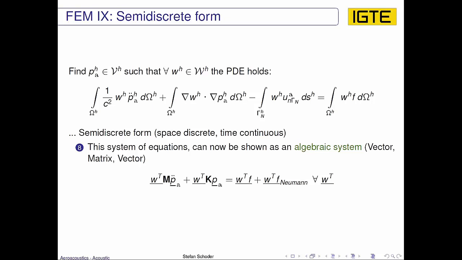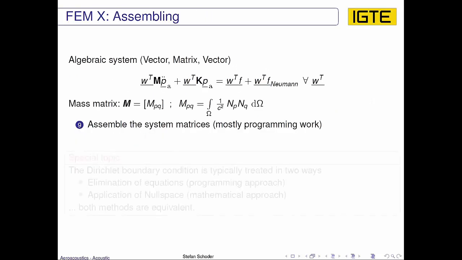In order to solve the system and to obtain the matrices themselves, we need to assemble the matrices. The algebraic system is assembled, and this is mostly programming work. It's very similar to accounting. More or less, we need some relation tables and a way to insert certain contributions of the integral into the matrix itself. And this is what we mean by assembling the system of matrices.